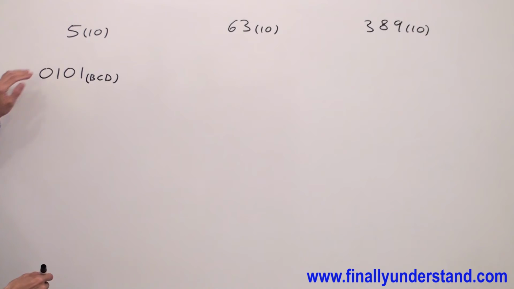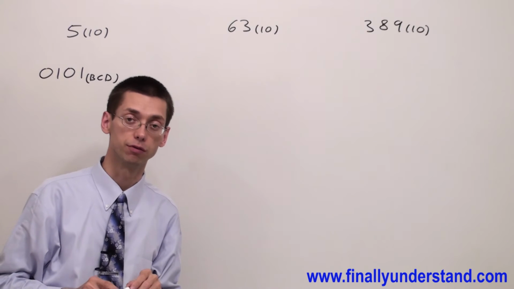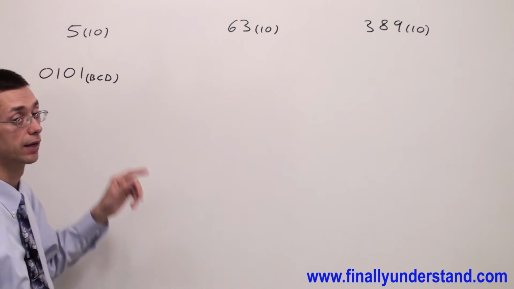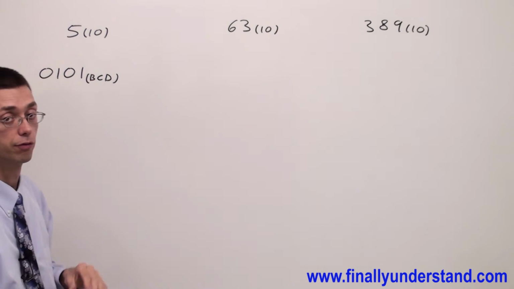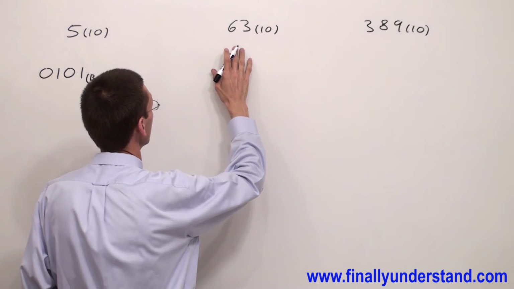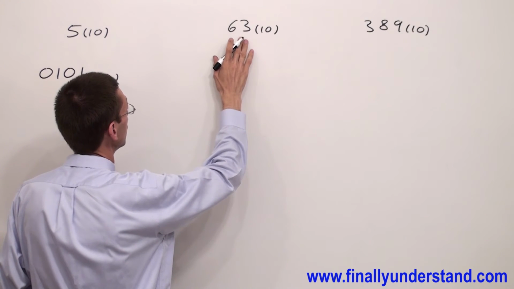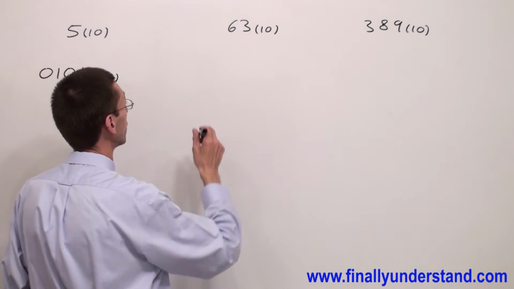Remember, every single decimal digit is supposed to be converted to 4 binary bits. This is the solution to my first problem. Let's take a look at this example. We're supposed to convert every single digit of this number to 4 binary bits.